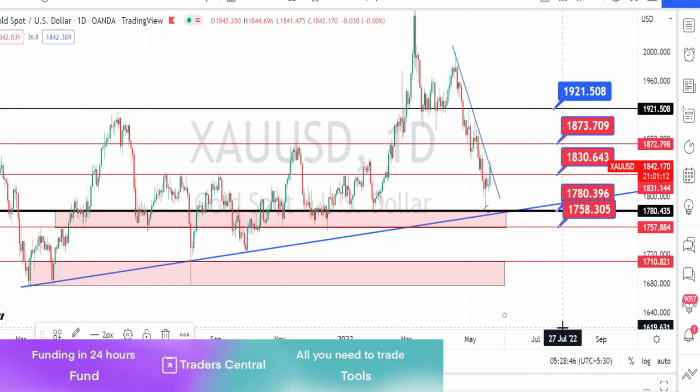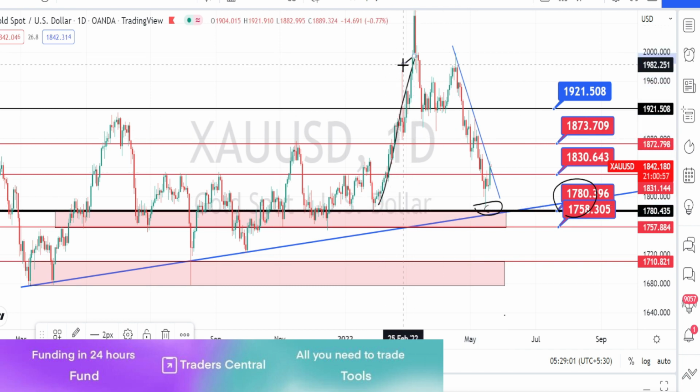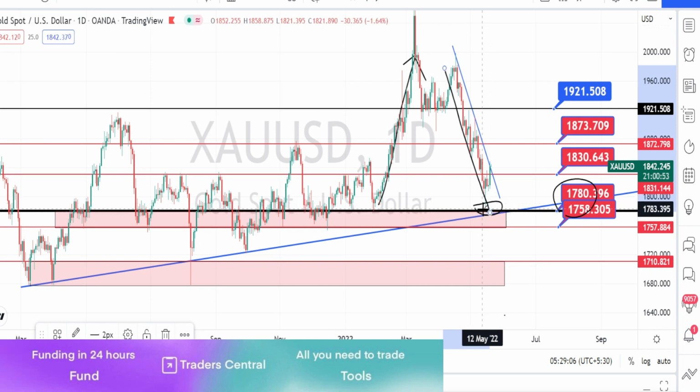I'm in daily time frame now. When we look at the price action in daily time frame, as we had analyzed yesterday, this level of 1780 is holding very strongly. We had noticed that previously the price action went on a bullish trend. It has made a 100% retracement to the point where it started its bullish trend.